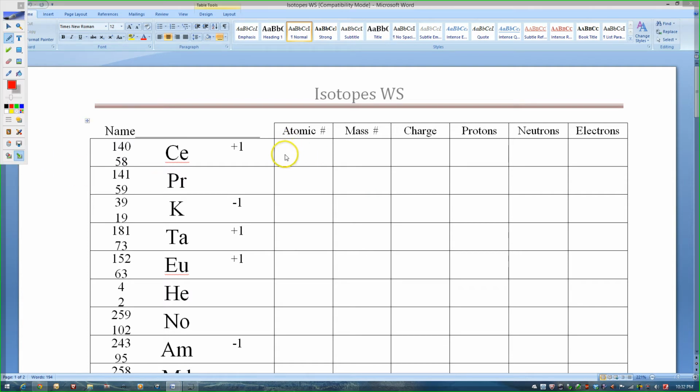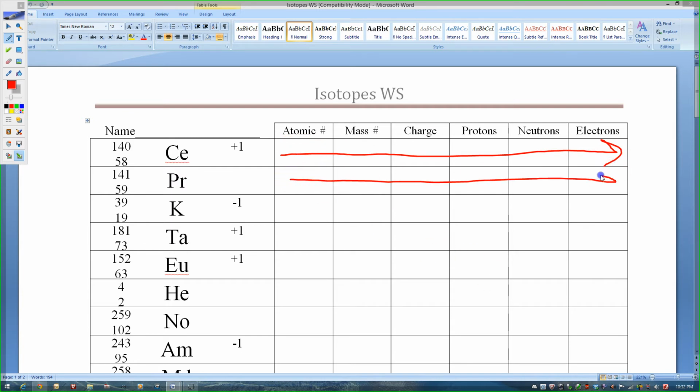So it may take you just a few minutes longer to do it this way, but I want you to go across every row because it may take you a little longer, but your ability to figure out protons, neutrons, electrons will be much better if you do it by rows.